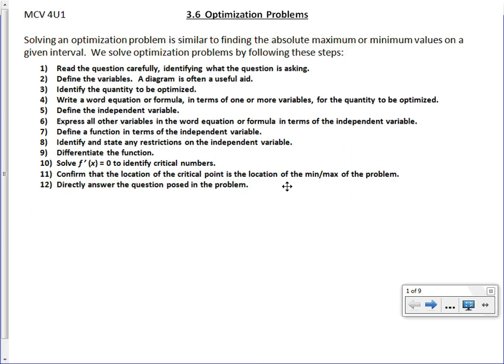So it's not just, here's a graph, find the max. Now it's, here's a mathematical model representing a real-life situation. What conditions cause a maximum or minimum to occur? And so we call this solving an optimization problem.